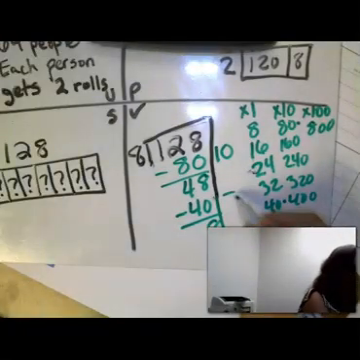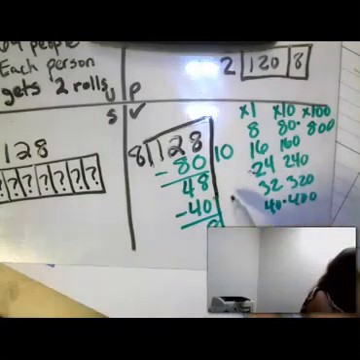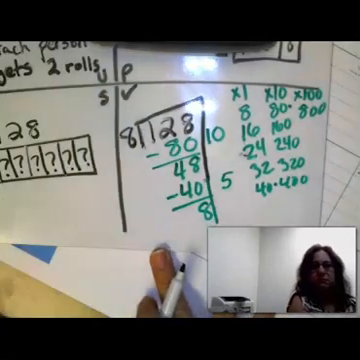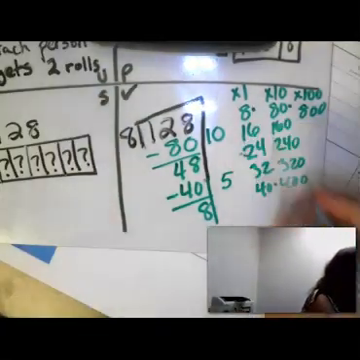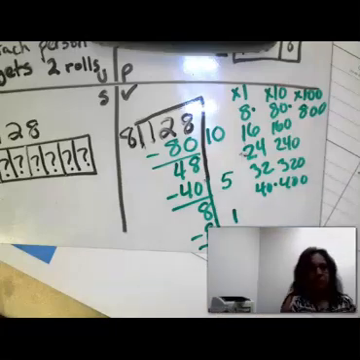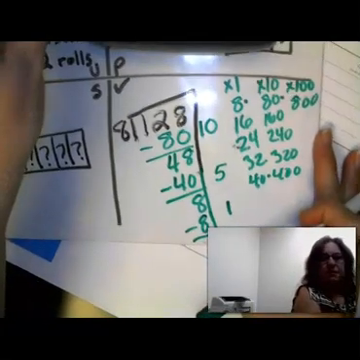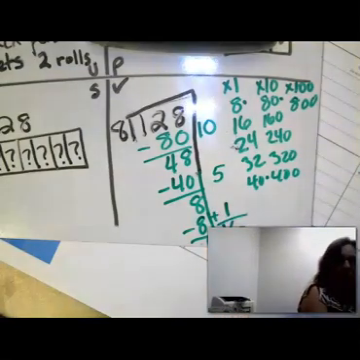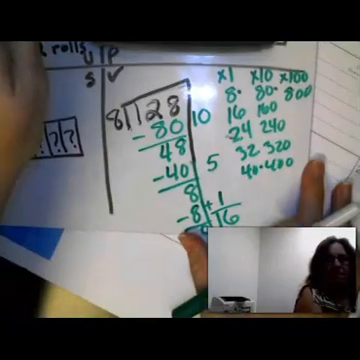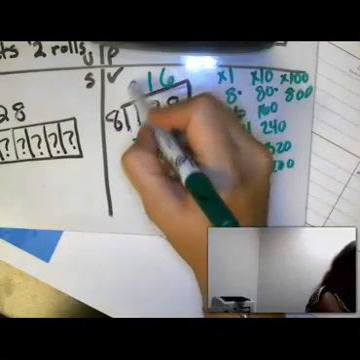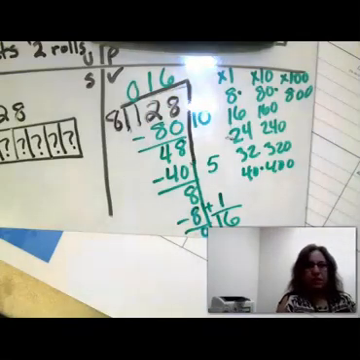So we're going to add 10 plus 5 plus 1. That gives us 16. So we need to buy 16 packages of rolls. 16 packages of rolls will be needed to feed everyone, or those 64 people.